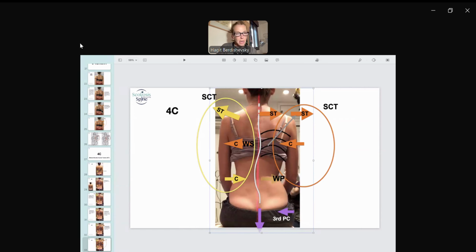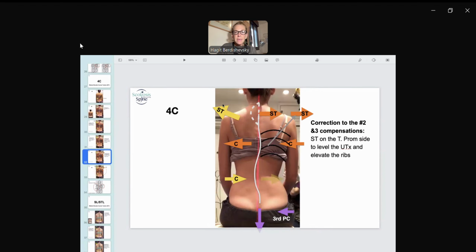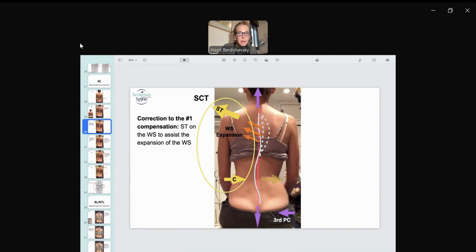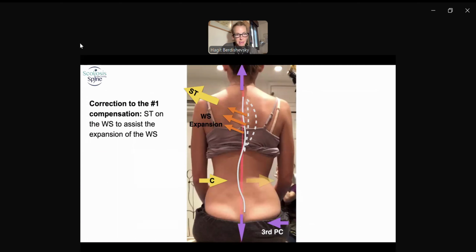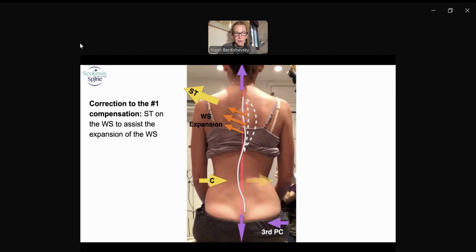The compensations, the three compensations, for the 4C. Basically, when I describe it right now, the first compensation is the increase in the main thoracic curve. As the lumbar goes from left to right, the first compensation I see is the increase. I told you, move your lumbar from left to right, feel your ribs coming up. First compensation, just in order of happening.